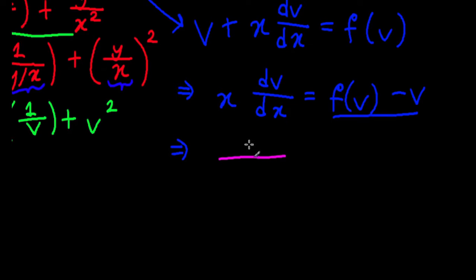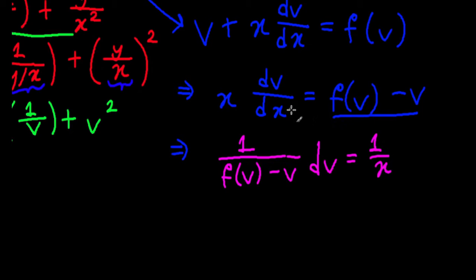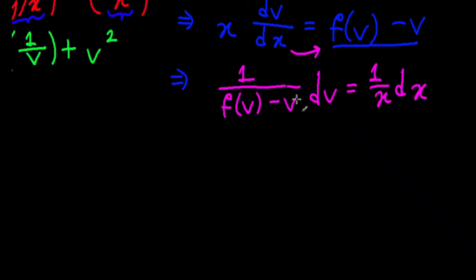So what we have on the left side, if we bring this to the left, is 1 over f of v minus v, dv, which is going to be equal to, dividing both sides by x, 1 over x, and we also get the dx right here. Voila! This couldn't be any more clear: this is a separable equation in v and x, because all the v terms are here, there's no x term here, and on the right it's just 1 over x. So this is definitely a separable differential equation.